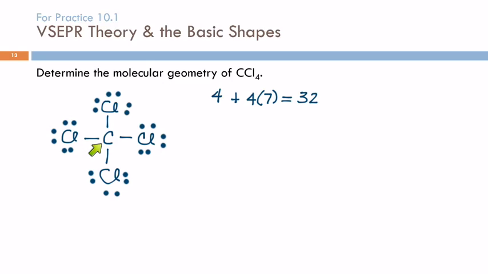Then we look at this and we ask ourselves, how many electron groups are around the carbon? 4. How do 4 things get away from each other? Tetrahedral. So this molecular shape is tetrahedral. Any questions?